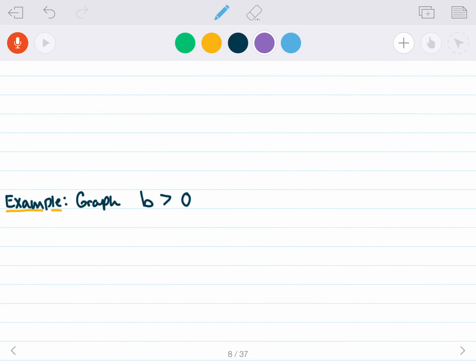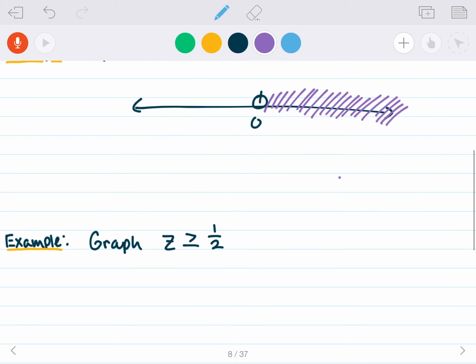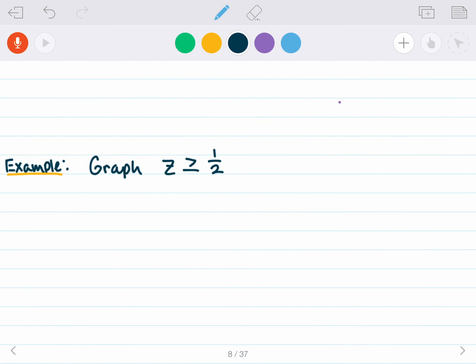Alright, graph b is greater than 0. So I'm going to put 0 on my number line. I'm going to put an open dot on 0 to indicate that there's no line under there, and we're not including 0 in the set. And then bigger than means shade everything to the right. So anything that's larger than 0 is a valid point in the set. How about z is greater than 1/2?